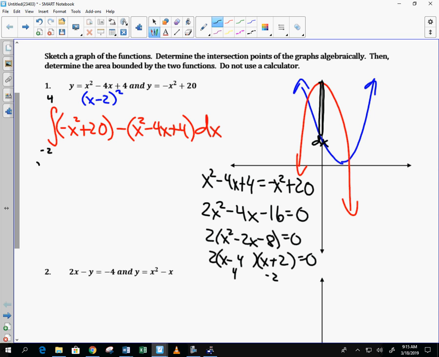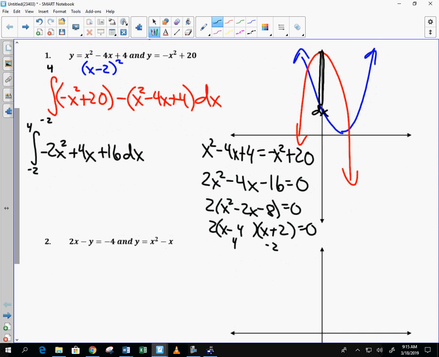As I combine terms here, we have the integral from negative 2 to 4. Negative x squared minus x squared is negative 2x squared. I have a positive 4x, and then 20 minus 4 is positive 16, and I have my dx. If you draw your rectangle, do you see how the rectangle has a top where the red is, and the bottom is where the blue is? If you look at the width of that rectangle, is the width horizontal or vertical? The width is horizontal, so dx means horizontal width.